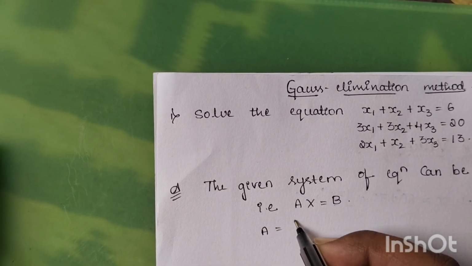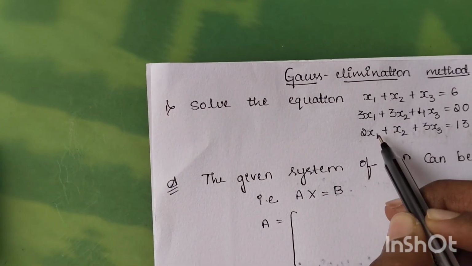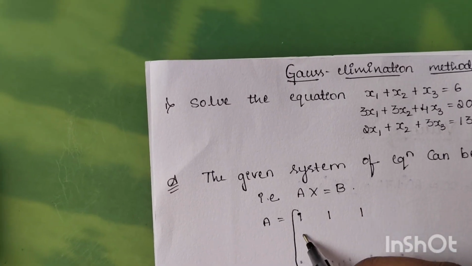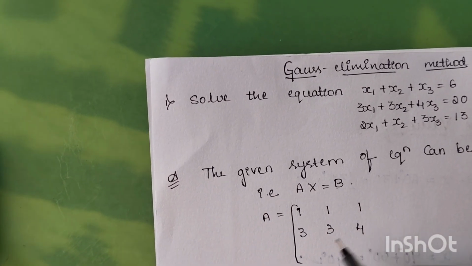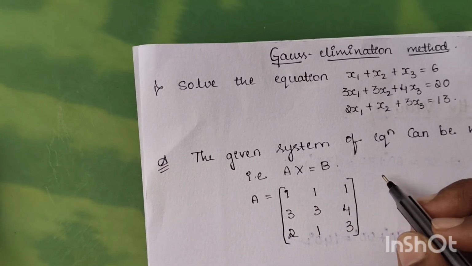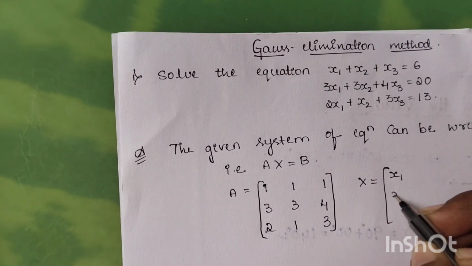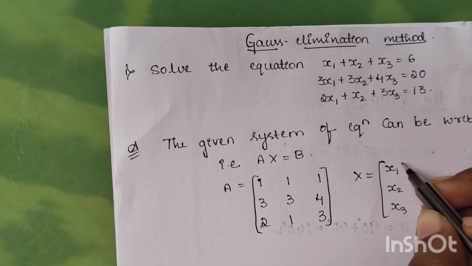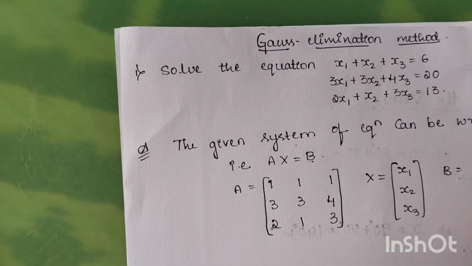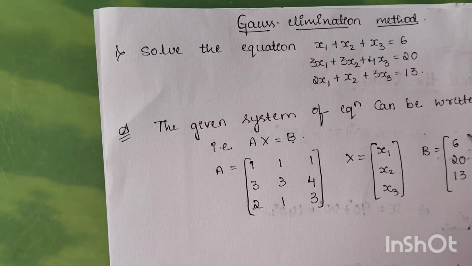We know that the matrix A can be written as 1 1 1, 3 3 4, 2 1 3. So this is A. Next, x can be written as x1, x2 and x3. And B, they have given B is equal to 6, 20, 13.